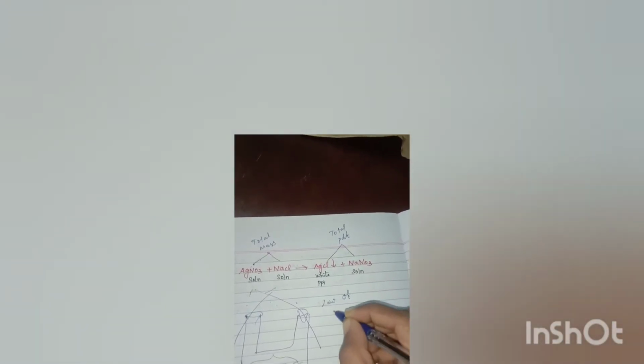So here we have to prove experimentally that the total mass of these two substances is equal to the total mass of the products. This law is known as the law of conservation of mass. We can prove that through some problems.